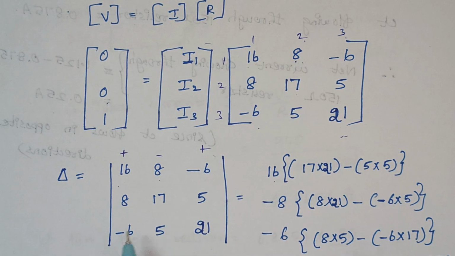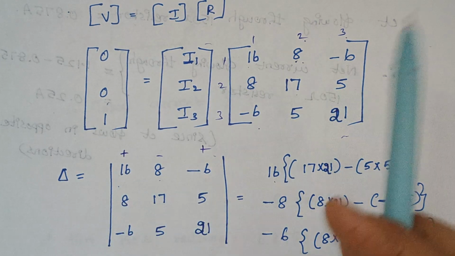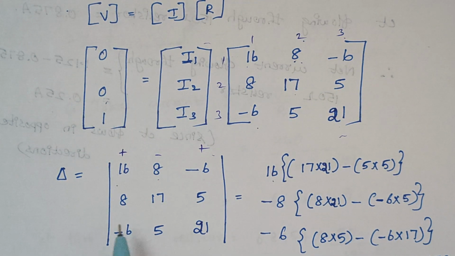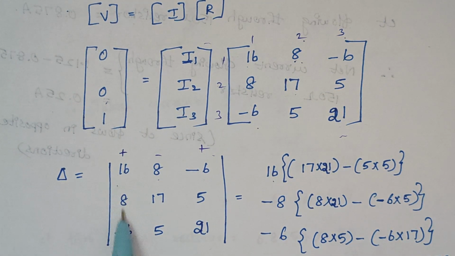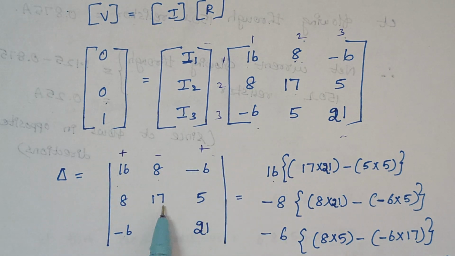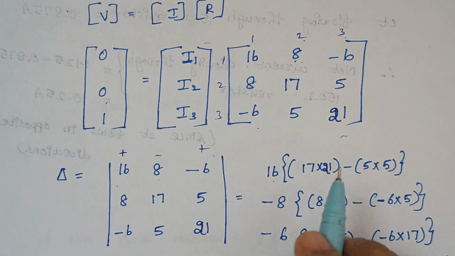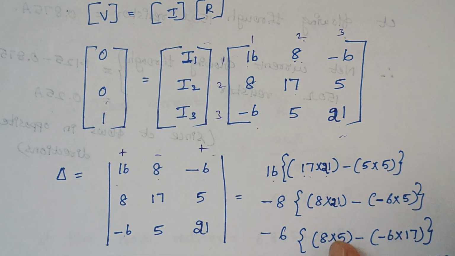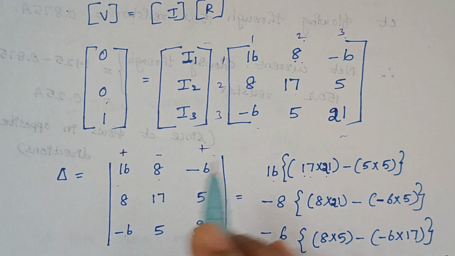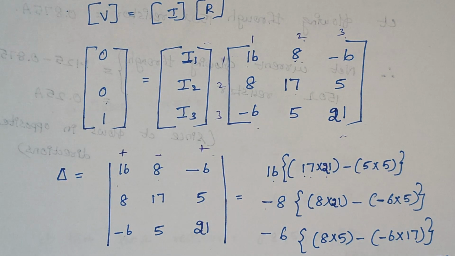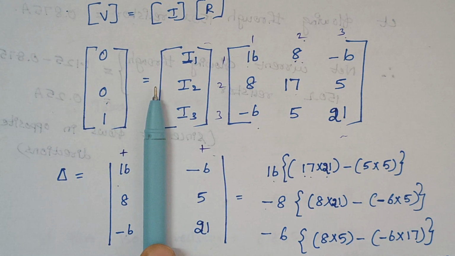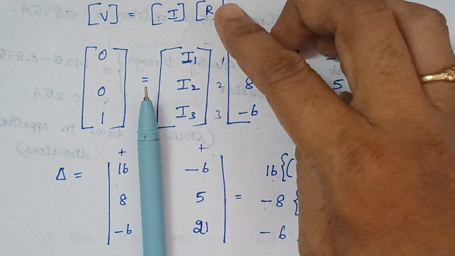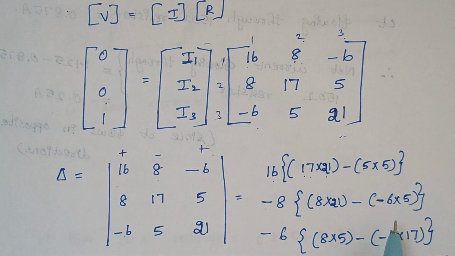Okay, so 16 into 7, you have to eliminate this row and this column. As you are considering 16, that respective column and row should be eliminated. So 17 into 21 minus 5 into 5, right? And the next thing is minus 8. So minus 8, again you have to remove this column as well as this row. So here the thing is 8 into 21 minus of minus 6 into 5, right?